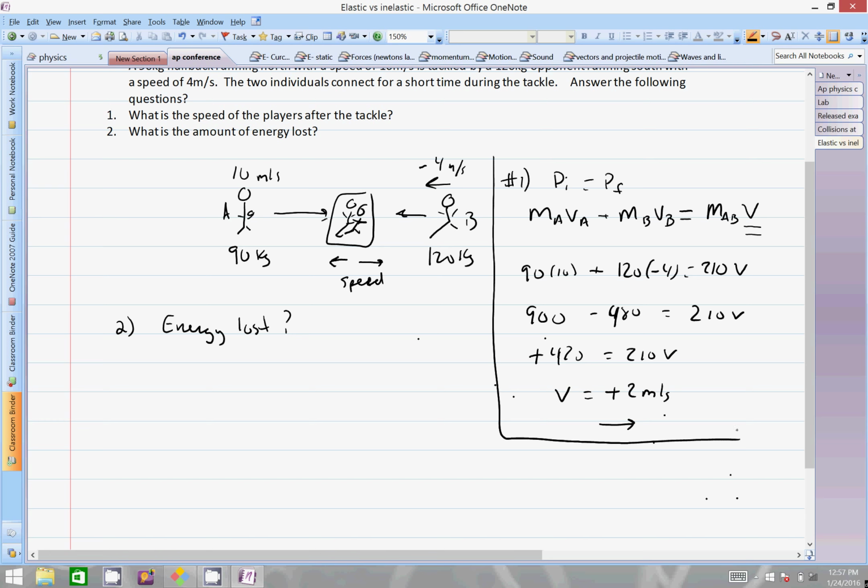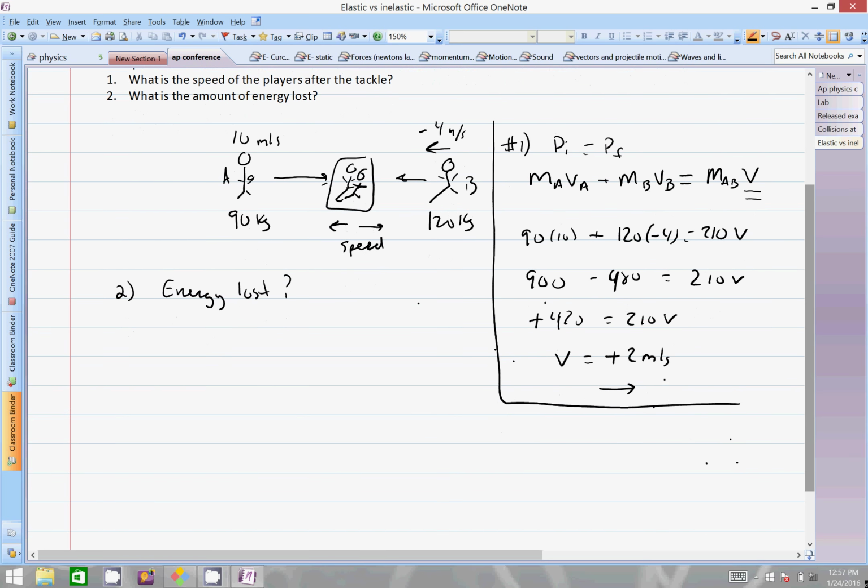Number 2 is, was there energy lost? So I'm going to go energy initial, energy final. Because these things aren't running up a hill or doing any other type of energy, we're going to say basically all the energy is in the form of kinetic energy. I have player A and player B, and afterwards I have this A-B conglomerate. And we're going to use 1/2 mass velocity squared for this.